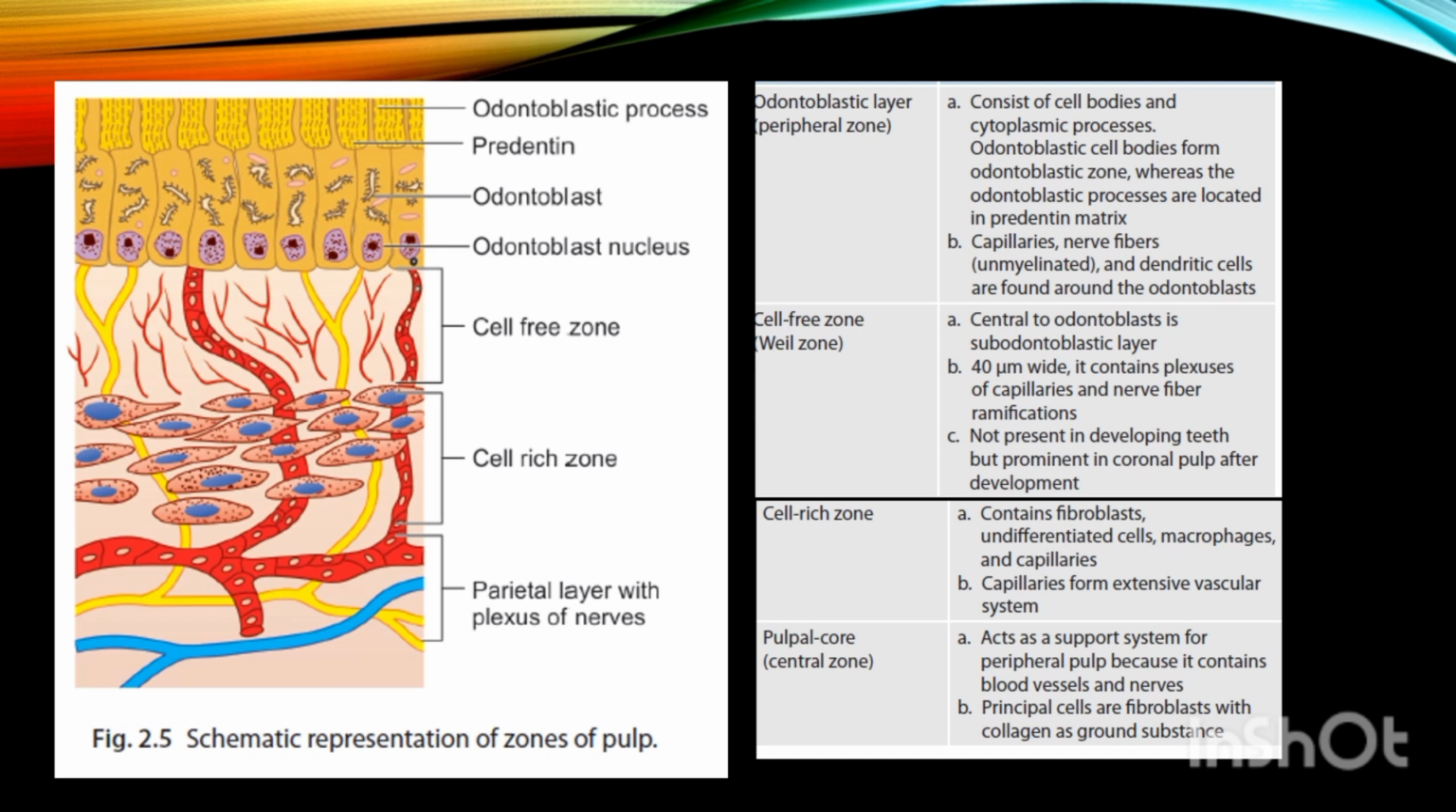Now the histology of the pulp. So pulp has so many layers. So what are the main, major layers? Starting from the outside towards the inside, we have the odontoblastic layer, followed by the cell-free zone, which is also known as the zone of Weil. And then we have the cell-rich zone, and finally the core of the pulp, which consists of so many nerves as well as the cells.